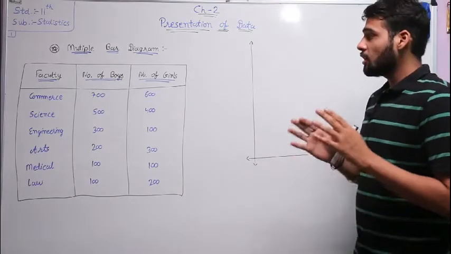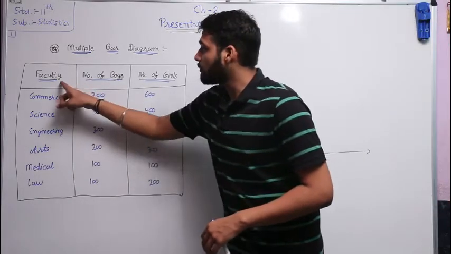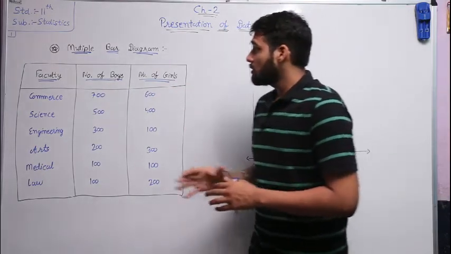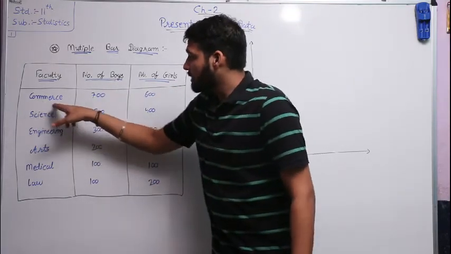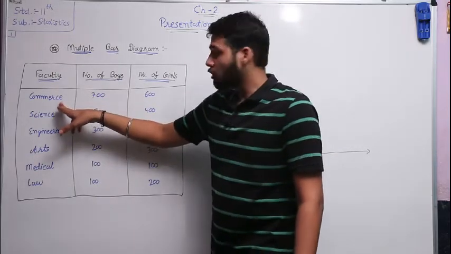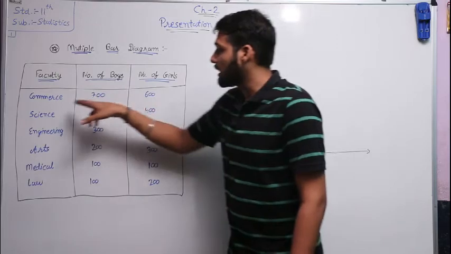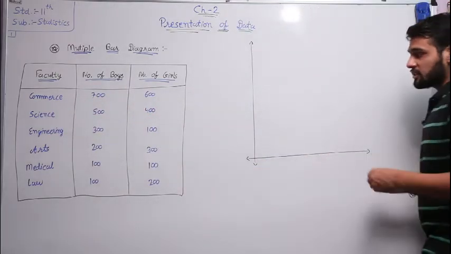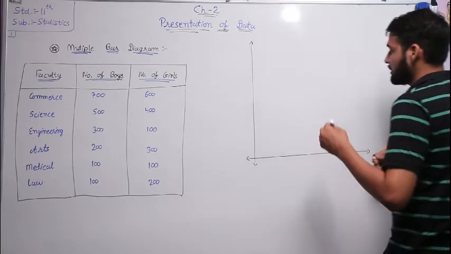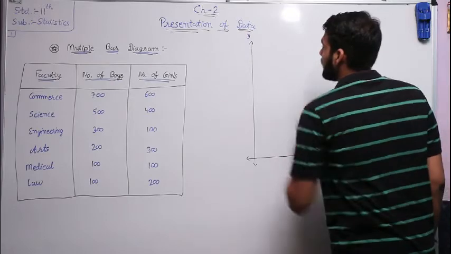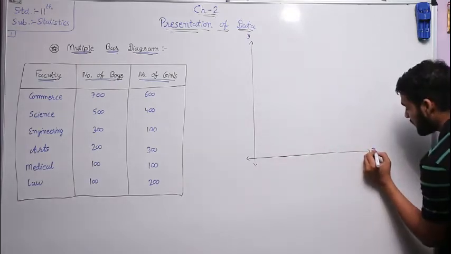First of all we have three columns: faculty, number of boys and number of girls. In the commerce stream there are 700 boys and 600 girls. Now here we have two types of information, so we start to draw the diagram. This one is our y axis and this one is our x axis.